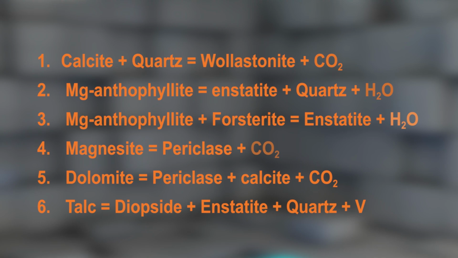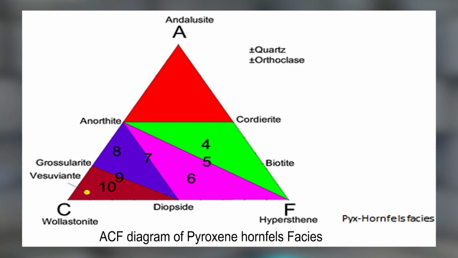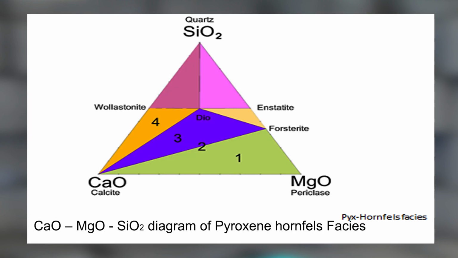Magnesite gives rise to periclase plus CO2. Dolomite gives rise to periclase plus calcite plus water. Talc gives rise to diopside plus anisotite plus quartz plus water. If you see the ACF diagram of pyroxene hornfels facies, we can observe the following assemblages in the CaO, MgO and SiO2 diagrams of pyroxene-hornfels facies.